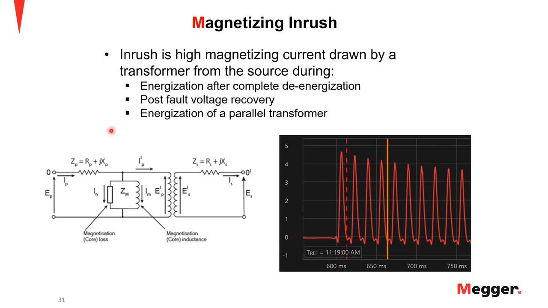So we can have magnetizing inrush for different scenarios, like when we de-energize a transformer and we are freshly energizing the transformer up, you will see a magnetizing inrush. Whenever there is a voltage recovery after the fault has cleared, the transformer is energized, and then you will see a type of inrush that will be your magnetizing inrush. And then another scenario is when you have multiple transformers in parallel configuration and you're energizing a parallel transformer, you can see magnetizing inrush currents.